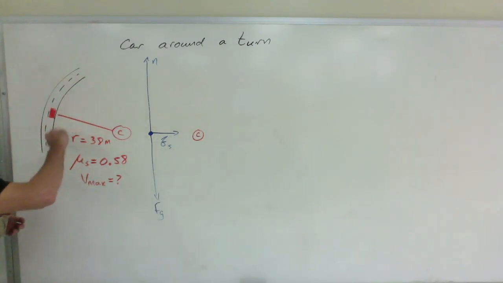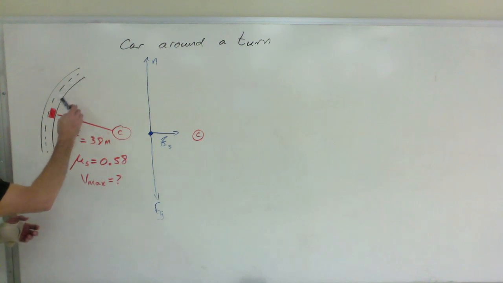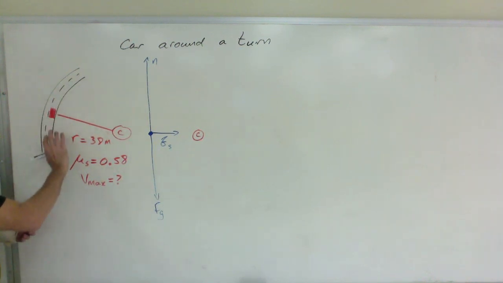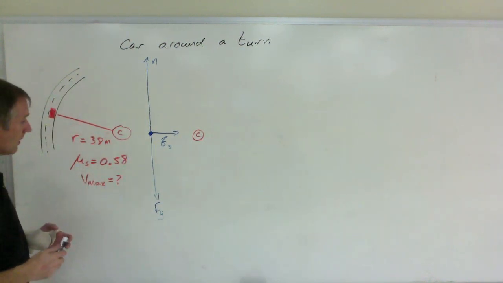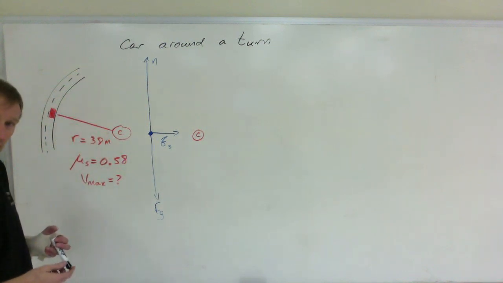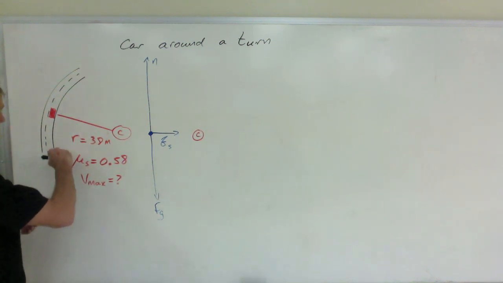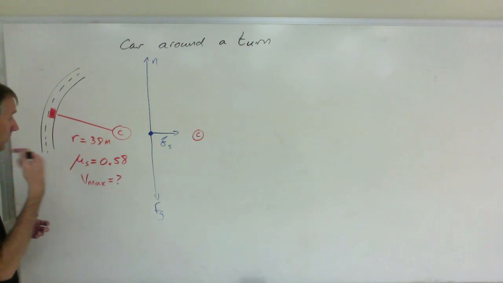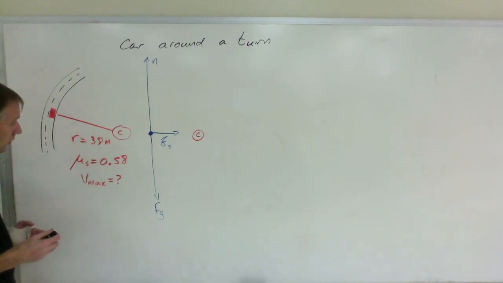A car is going around a turn. This is a horizontal road. It's not banked. That's a different question altogether. It's going around a horizontal road. The radius of curvature is 38 meters.